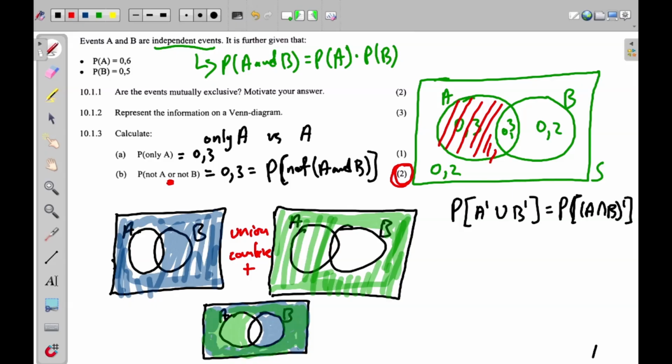This question is worth 2 marks. So if you know your De Morgan's laws, I want you to see how you can easily see that the answer is 0.3. But if you have to draw all these 3 diagrams that I have drawn to figure out what the probability of not A or not B looks like, I promise you, by the time the invigilator says time up, you will not be done with this.